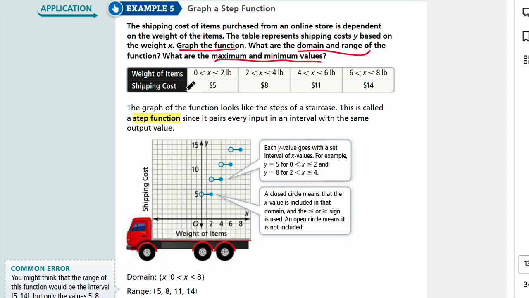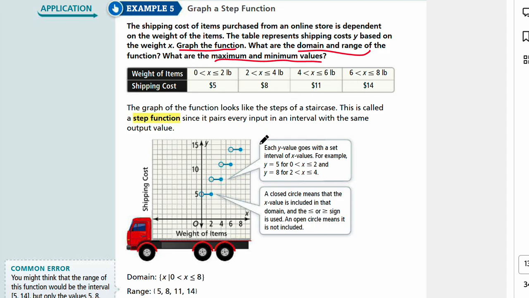So let's look at the weight of the items and shipping cost. We have two variables here that have a relationship, right? So for the weight of items that are from 0 to 2, it would be $5. From 2 to 4, it would be $8. 4 to 6, 11, 6 to 8, 14.